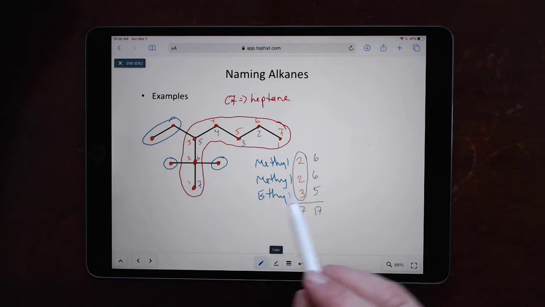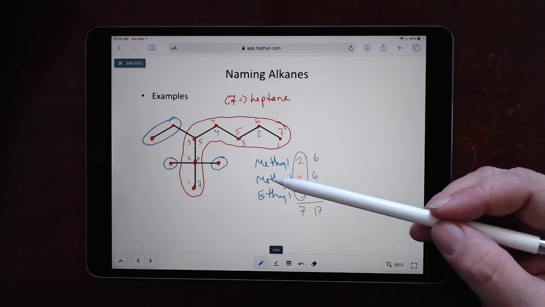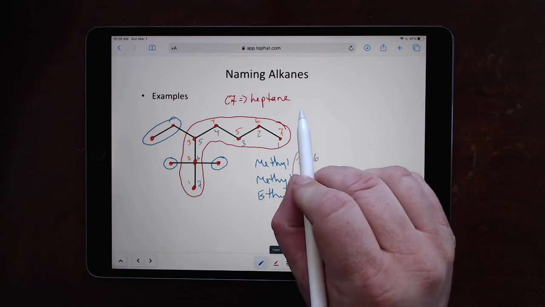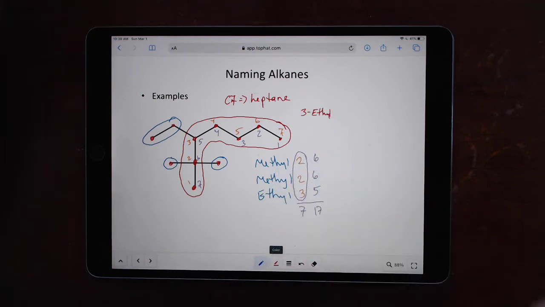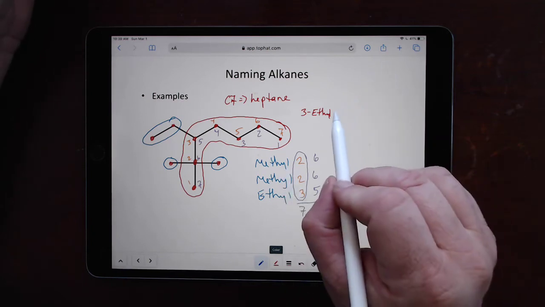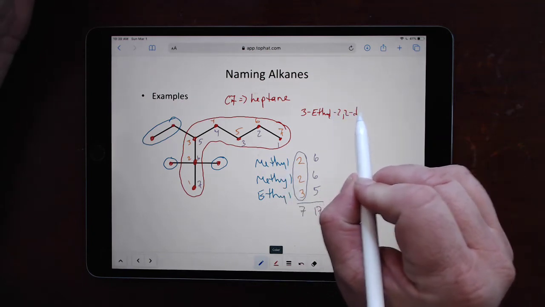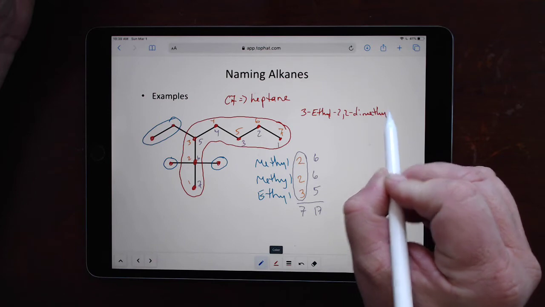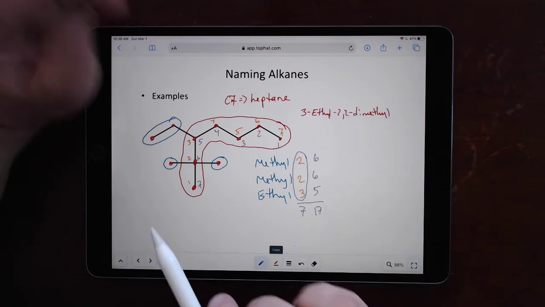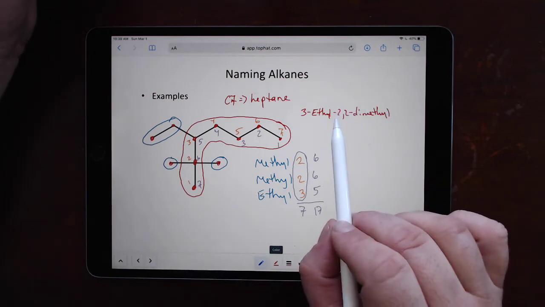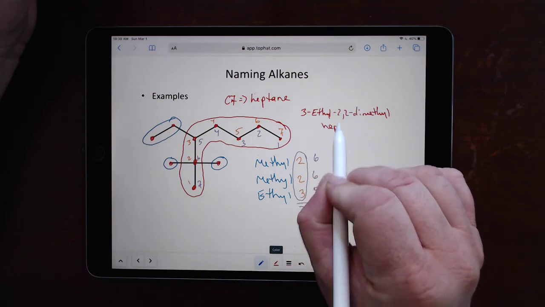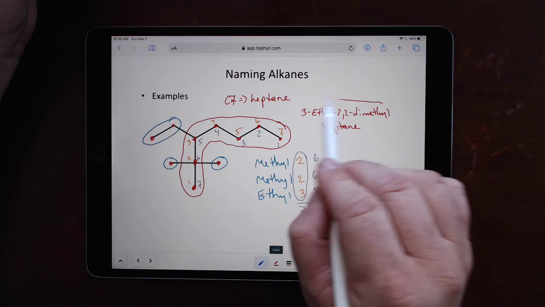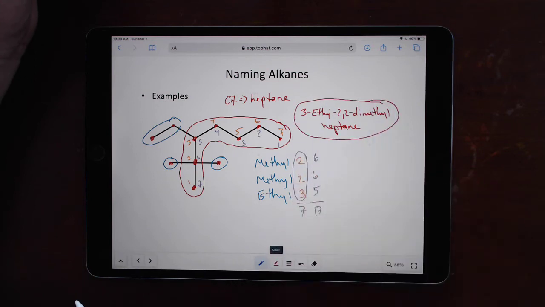So when we put this together, ethyl comes before methyl, so it becomes 3-ethyl. We're going to combine those together for dimethyl, so it's going to be 2,2-dimethyl. And yeah, it's the same number, it doesn't matter. I've got a di here, so I better have two numbers out front. And then at the end, heptane. So there's your name.